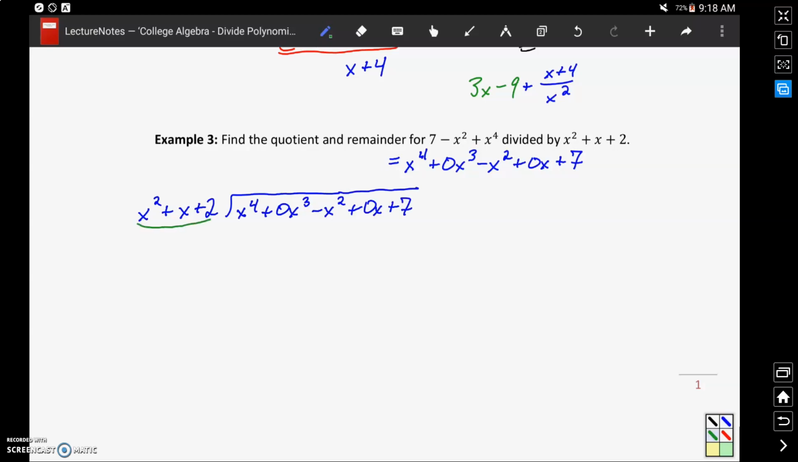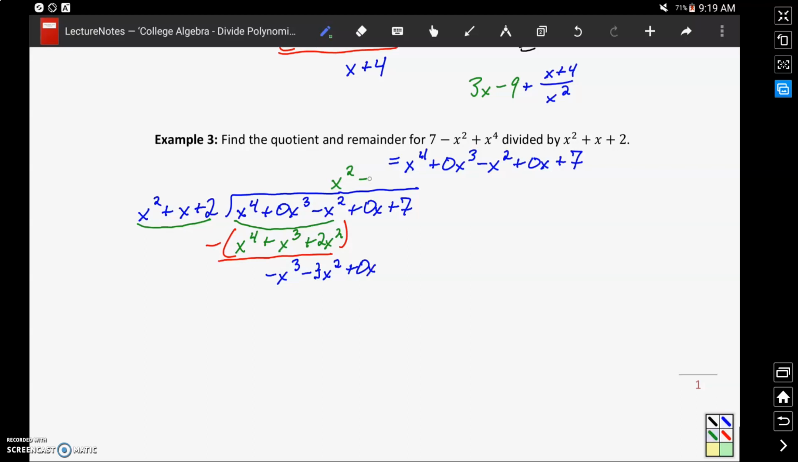We have three terms we're dividing by, so we'll look at dividing into those first three terms. And we'll start off by multiplying by x squared to get x to the fourth plus x cubed plus 2x squared. And then subtracting will leave us with negative x cubed minus 3x squared, and then we'll drop down that 0x term.